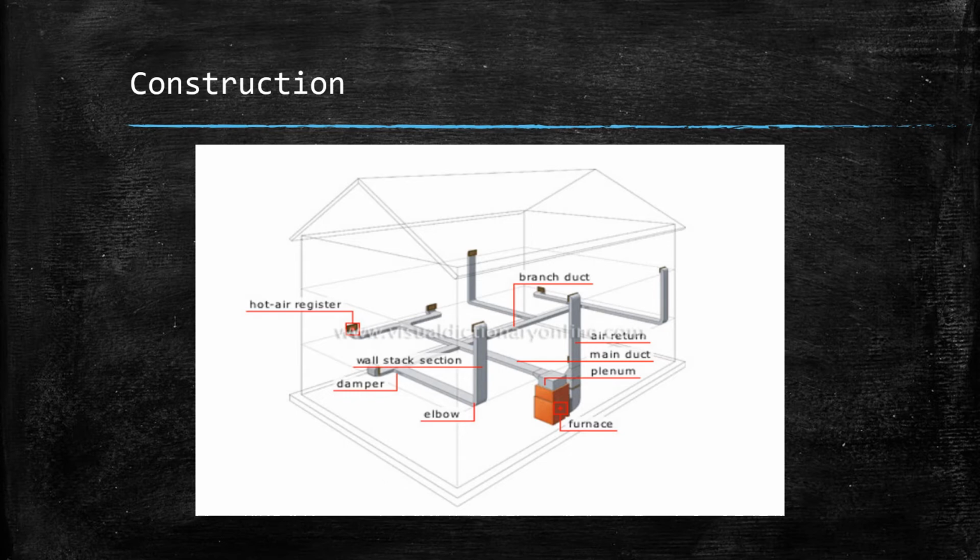The branch duct is a duct that's usually made of sheet metal, carrying the hot air toward the radiators. A hot air register is an adjustable grill located at the end of a duct through which hot air is distributed throughout a room.